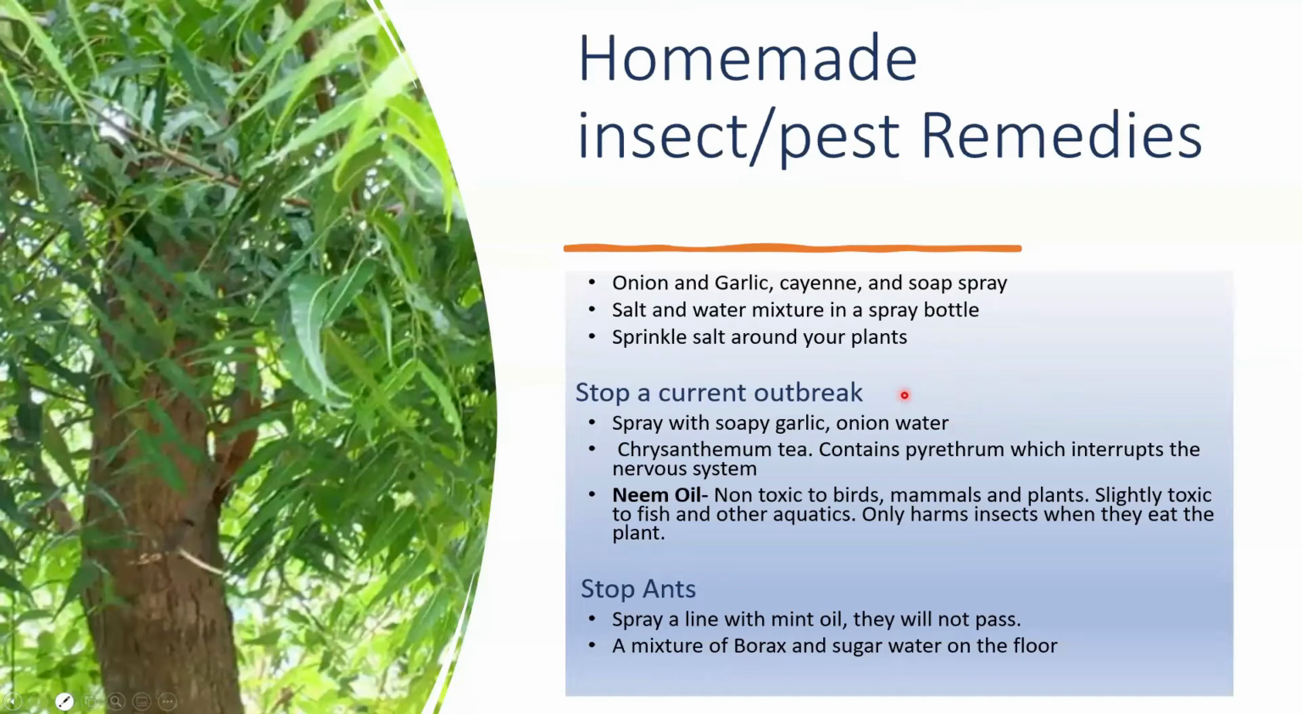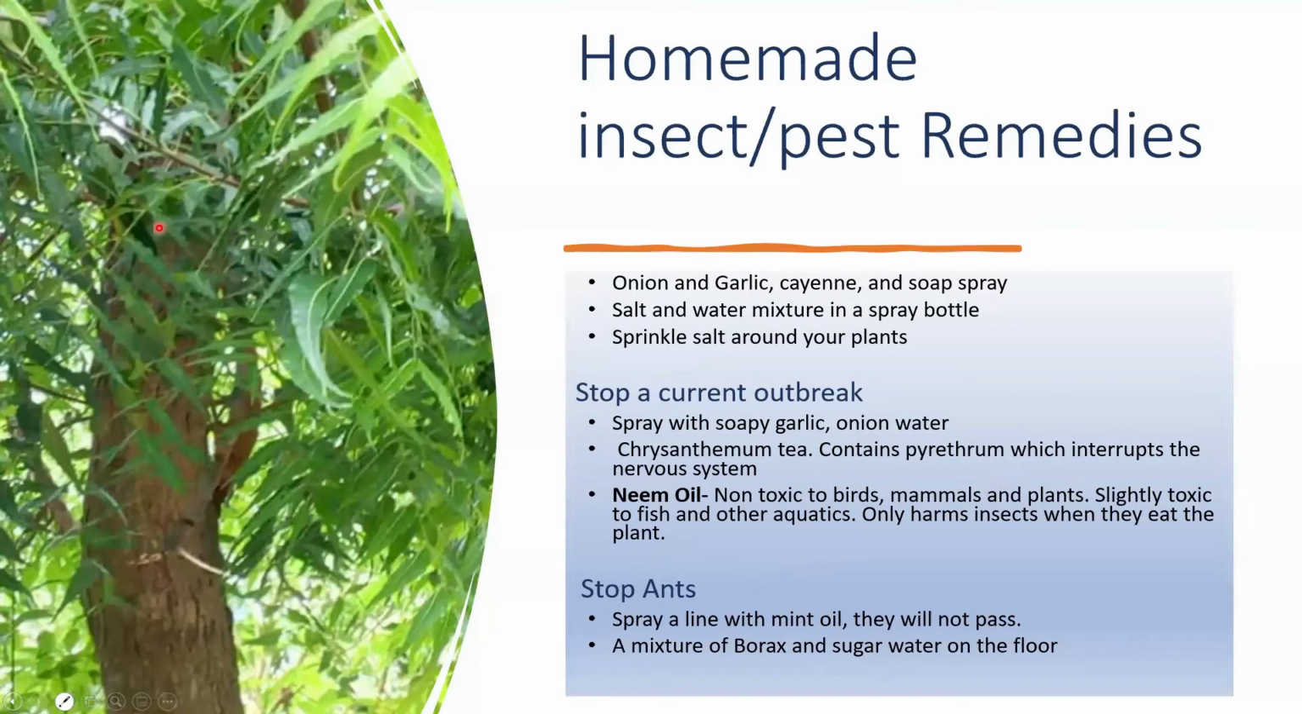To stop a current outbreak, say you've got a ton of aphids or something, you can actually use the same spray right on top of them. The soapy water, or you can even put oil in it, actually kind of suffocates the insect, so that will kill the insect. Chrysanthemum tea contains natural pyrethrin, which interrupts the nervous system. Pyrethrin is used in a lot of insecticides already.